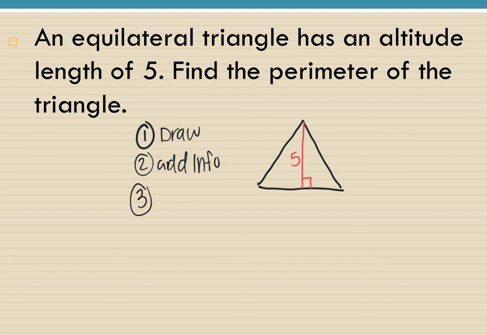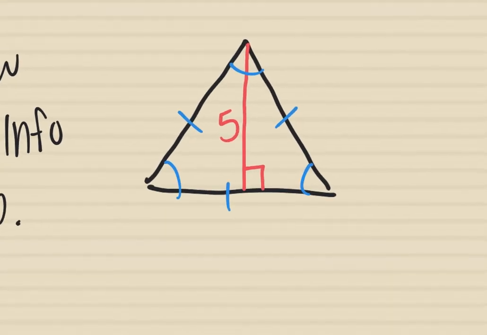Third step. Properties. Now, Emma, what do we know about this triangle? All the sides are congruent and all the angles are congruent. Excellent. All the sides are going to be the same. And all the angles are going to be the same. More specifically, what is the exact measure of each of the angles? Zoe? 60. So 60 degrees, 60 degrees, and this whole thing is 60 degrees, okay?